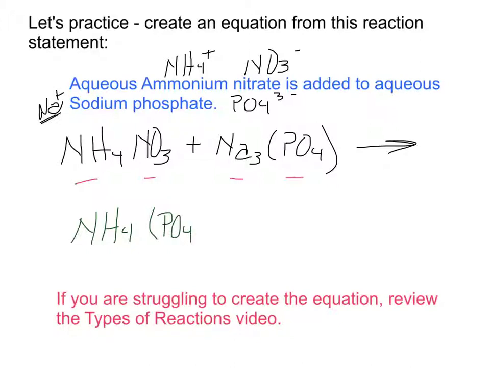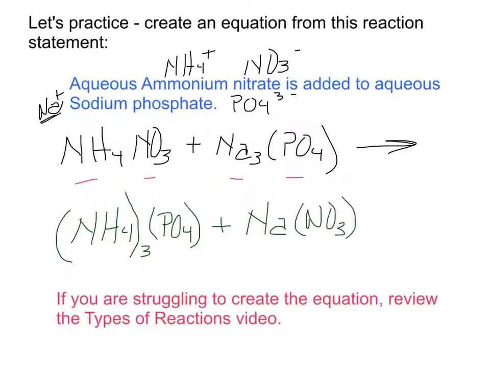Now the charges, as always, have to remain the same. We know the phosphate has a -3 charge. We know the ammonium has a + charge, so we have to write this like this, and I'm going to need 3 of those there. And then my sodium is going to be attached to my nitrate, and they're a +1 and a -1, so I don't need anything extra there. So I've got ammonium nitrate plus sodium phosphate is going to create ammonium phosphate plus sodium nitrate.